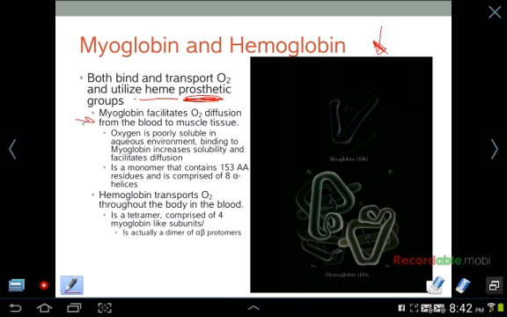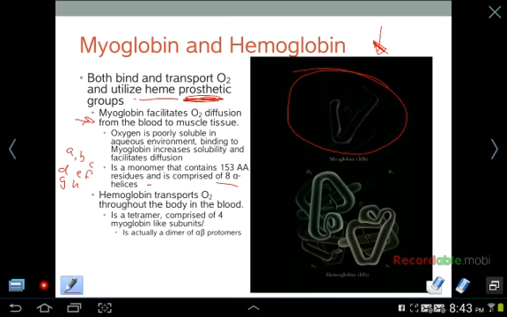Myoglobin facilitates oxygen diffusion from the blood to the muscle tissue. As we know, oxygen is poorly soluble in water and aqueous environments, so binding to myoglobin increases this solubility and facilitates diffusion. As you can see here, myoglobin is a monomer. It contains 153 amino acids that comprise 8 alpha helices. And these helices, although it's hard to see here, are labeled A, B, C, D, E, F, G, H.